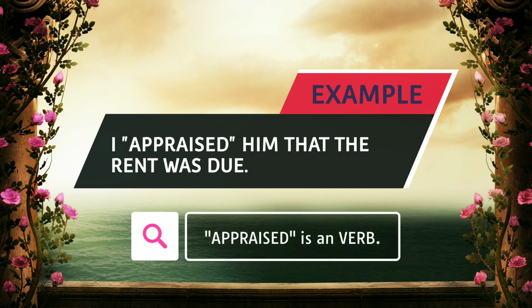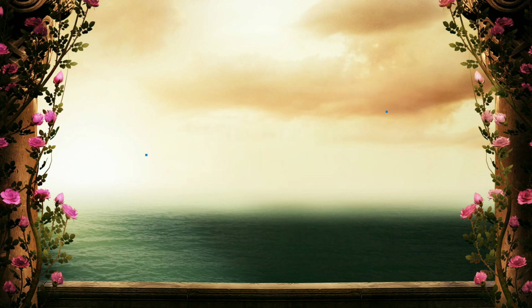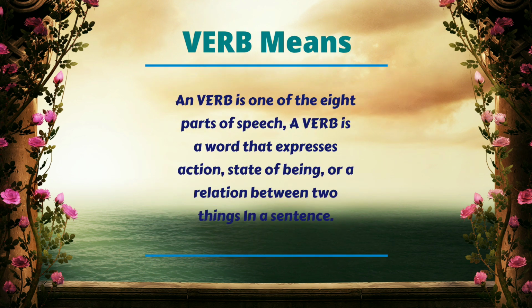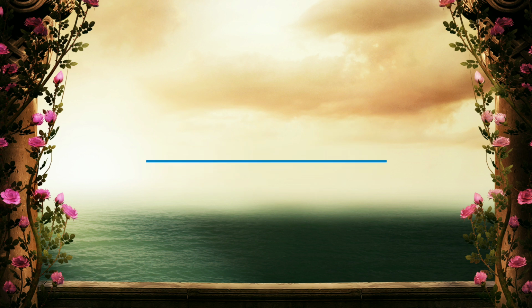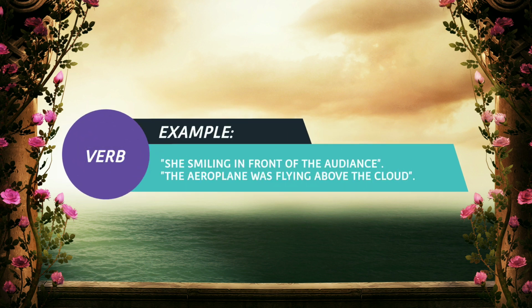Here apprise is a verb. A verb is one of the 8 parts of speech. A verb is a word that expresses action, state of being, or a relation between two things in a sentence. Example: she is smiling in front of the audience. That aeroplane was flying above the clouds.